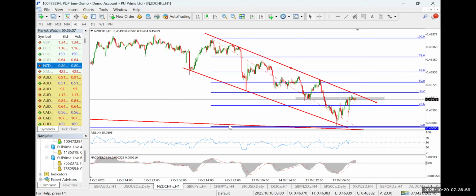So let's watch out for NZDCHF in the course of today, both on 1 hour and on 4 hour, depending on your trading style. All right.